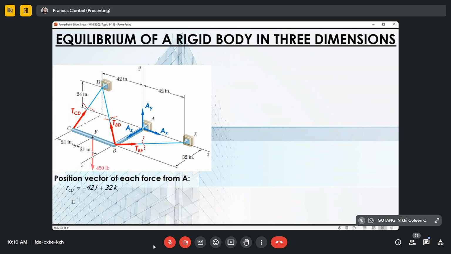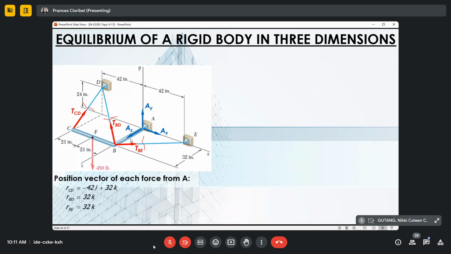Okay? So, for the tension CD, from A to C. Okay, create a route from the point of moment towards the point of application. Okay, so along X, negative 42. Then forward, positive 32. Y is 0. Okay? Next, for our tension BD, from A to B. Oh, it is purely along Z. So, 32 k. Okay, along the Z axis.